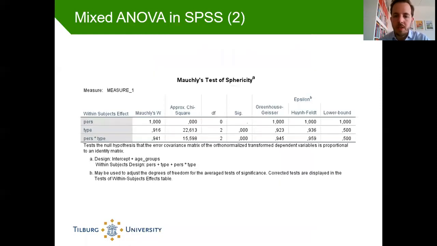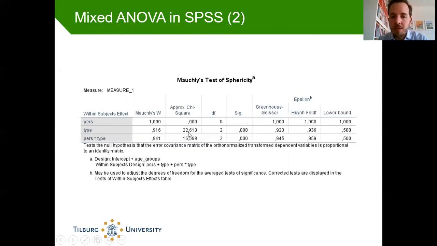Right, so if you want to test for this sphericity, here's actually what you get. You get this Mauchly's test of sphericity, and here it shows you for your within subject variables and for the interactions of your within subject variables, whether this test is significant. And remember that this test is only relevant when you have 3 or more levels in your independent variable. So for this first variable, there were only 2, so then this test is irrelevant.